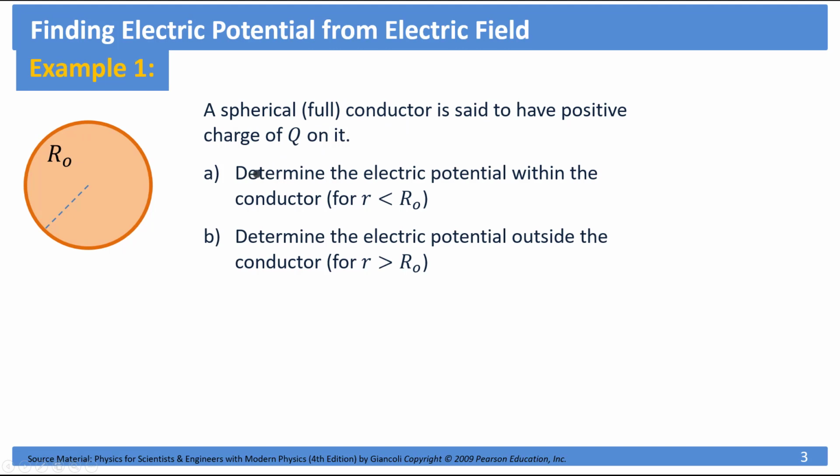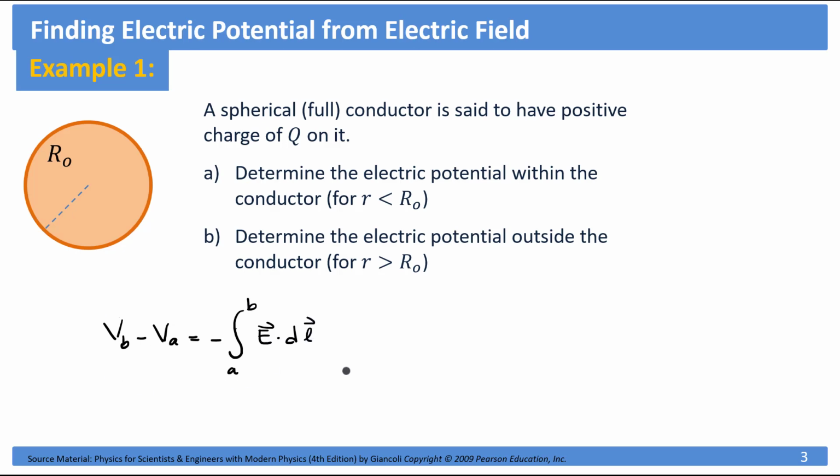We need to find the electric potential anywhere inside the sphere as well as outside the sphere. Again, we are going to make use of this expression here, which is V_B minus V_A is equal to minus the integral from A to B of E dot dl.